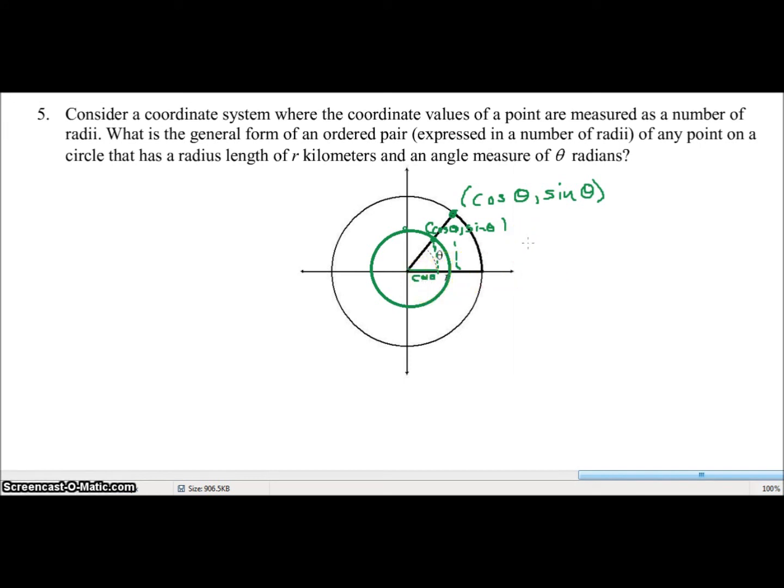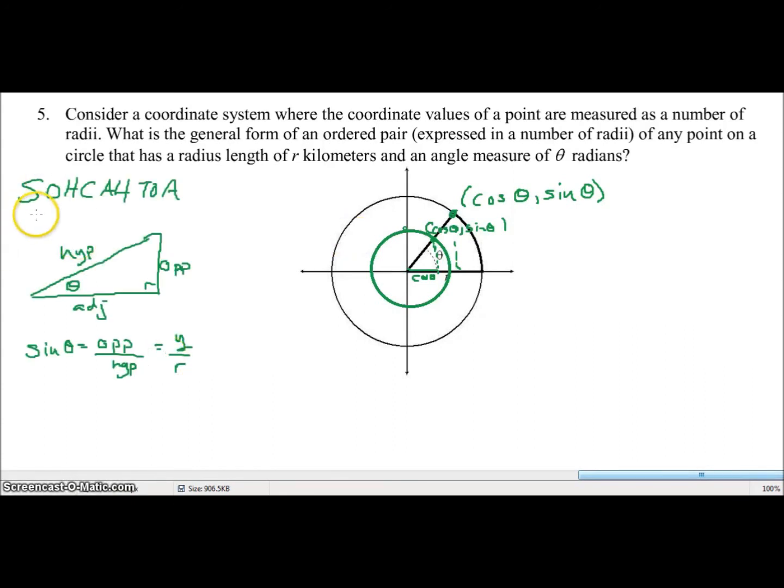So essentially what cosine of theta and sine of theta tell you are how many radius lengths. Let me put this a different way. You may remember this SOHCAHTOA idea from high school. If you have a right triangle and an angle theta, sine of theta is the opposite over the hypotenuse, or in this case it's the y-coordinate, the vertical distance, divided by the radius.